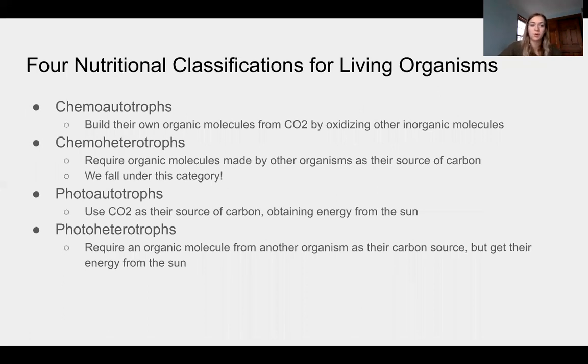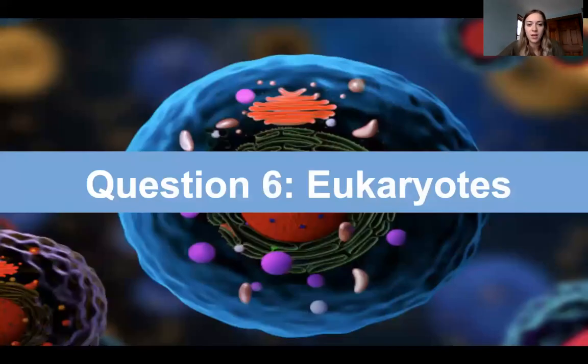So I just have these all broken down here. I'll go over them quickly. So chemoautotrophs, they build their own organic molecules from carbon dioxide by oxidizing other inorganic molecules. Chemoheterotrophs require organic molecules made by other organisms as their source of carbon. Photoautotrophs use CO2 as their source of carbon, obtaining energy from the sun, and photoheterotrophs require an organic molecule from another organism as their carbon source, but they get their energy from the sun. So I think photoheterotrophs is probably the least common, but it's still a possibility.